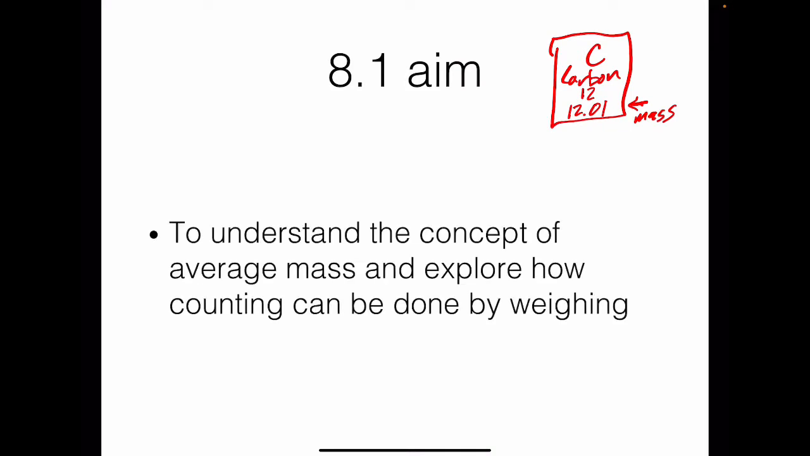The first thing we want to look at in section 8.1 is to understand the concept of average mass and explore how counting can be done by weighing. Remember, the big idea here is that atoms are really, really small. So we have to be able to represent the large numbers of atoms in a certain sample. For example, 12 grams of carbon is a lot of atoms of carbon. So we need a way to represent how many atoms we have and bridge that to something tangible, something that we can actually take the mass of and see in a laboratory.